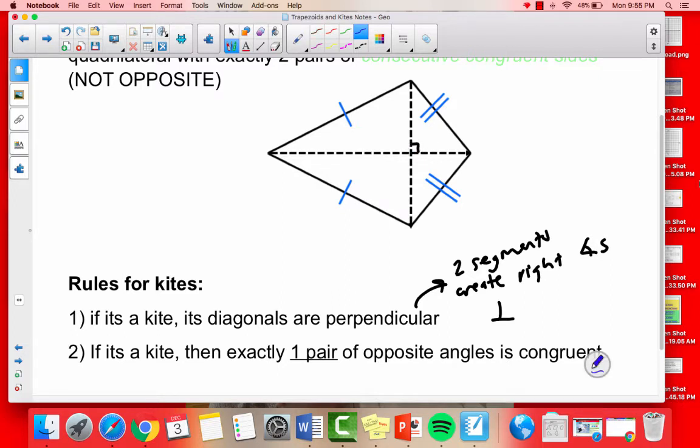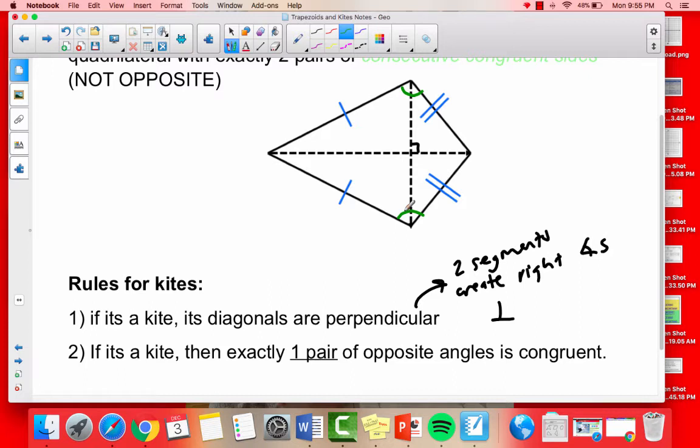The second rule that we need to know is if it is a kite, then exactly one pair of opposite angles is congruent. So in this case, there's four interior angles, and two of them are going to be congruent to each other. So maybe this top angle and this bottom angle. Usually the ones on the shorter diagonal tend to be the congruent ones. Not always, but that's usually the case.